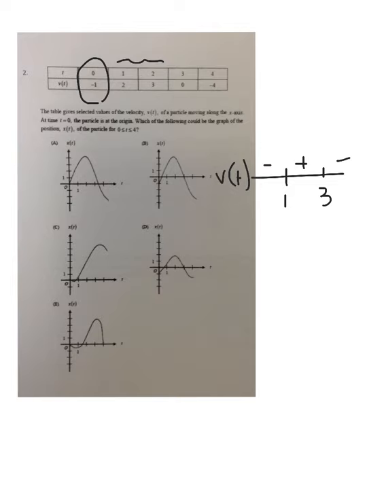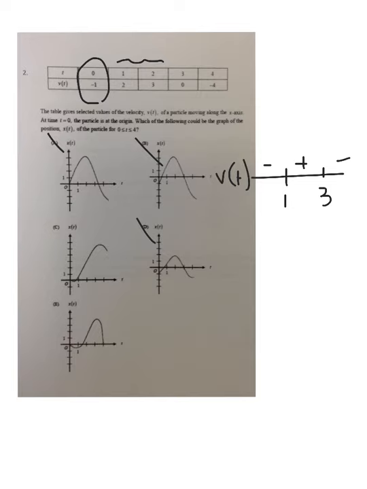Well, if the derivative, or the velocity in this case, is negative here, that means that the function should be decreasing. And the function is going to be decreasing until I get to 1. And then it starts increasing. So I need to start by going down. Well, this doesn't go down first, this doesn't go down first, and this doesn't go down first. So we can eliminate those as choices. So it won't be any of those 3.